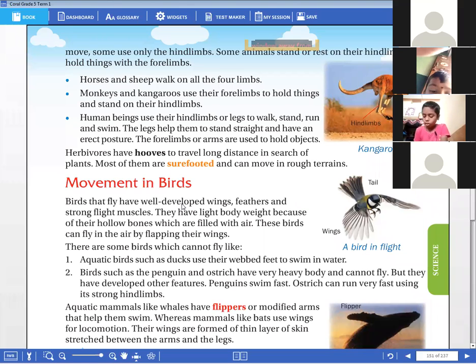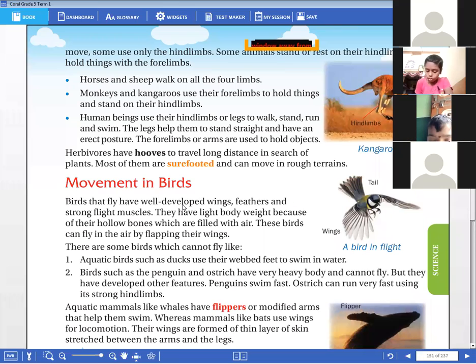Ostrich can run fast using its strong hind limbs. Penguin has a fast swimming nature, but coming to the ostrich, it can run very fast. It is one of the fastest running birds, children. It can run very fast using its very strong hind limbs.